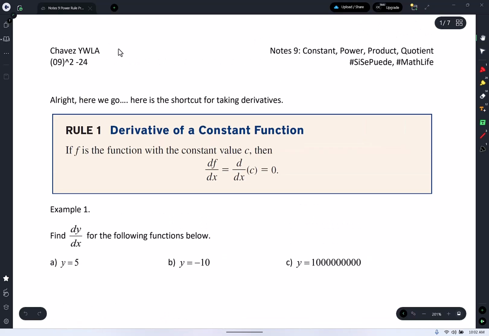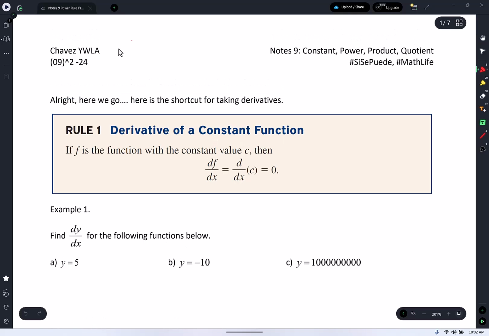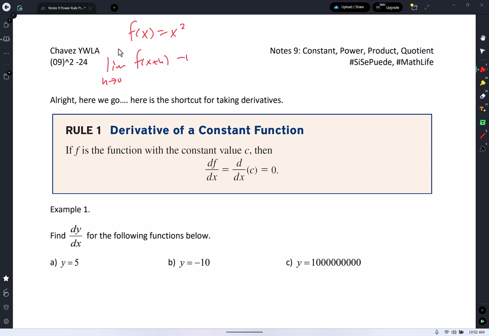Let me minimize this. You're no longer going to have to go, let's say I tell you, what's the derivative of x squared? You're no longer going to have to go limit as h approaches 0 of f of x plus h minus f of x all over h. Let's just do it one more time just for fun's sake. F of x plus h equals (x plus h) squared, which is x squared plus 2xh plus h squared. And I know you can do it relatively fast.